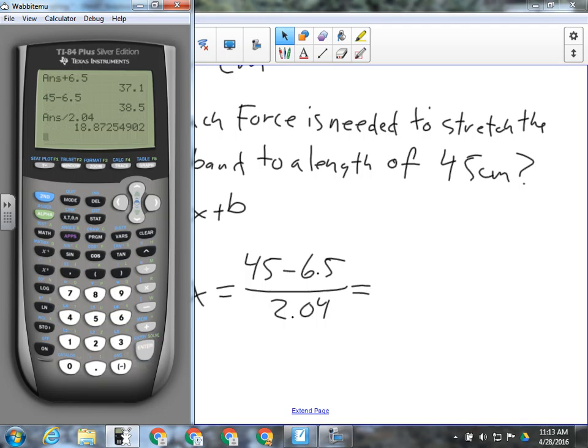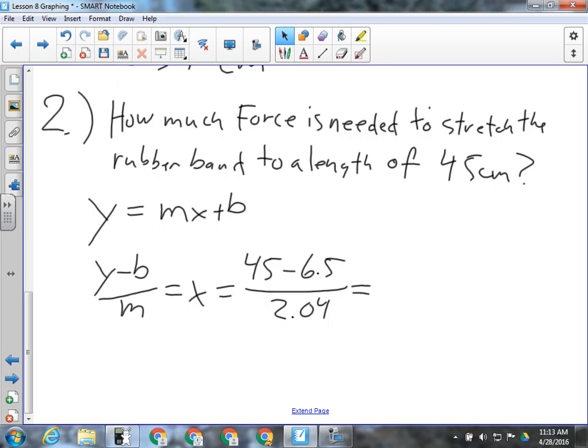All right, so I'm going to require 19 newtons worth of force, 2 significant figures. 6.5 only has 2, the 45 only had 2. Okay, so I'm going to be looking at 19 newtons worth of force.